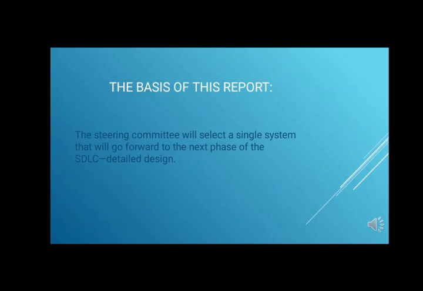The basis of this report. The steering committee will select a single system that will go forward to the next phase of the system development life cycle, detailed design, or phase 5. The steering committee will decide on the priorities of the business or an organization and manages the general course of its operations.